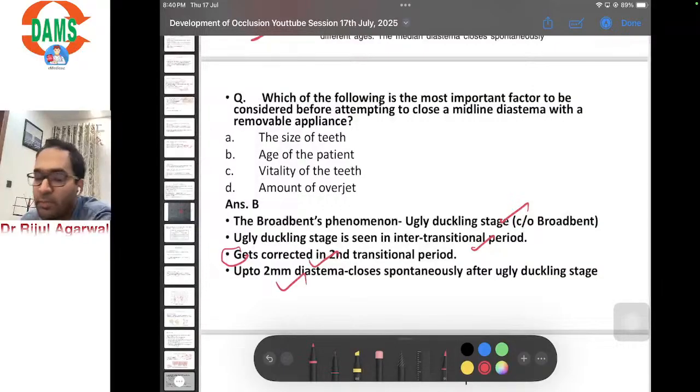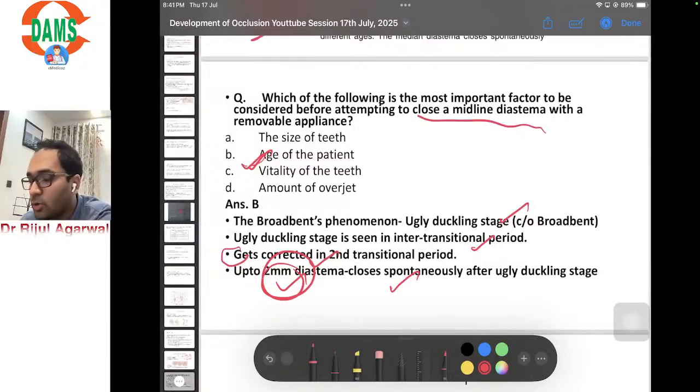So up to how much diastema? 2 mm of diastema gets closed spontaneously after the ugly duckling stage. Another very important question or MCQ which you get is: which of the following most important factors is to be considered before attempting to close a midline diastema with a removable appliance? It is the age of the patient. Is the patient in the intertransitional phase? You won't attempt to completely close the diastema.